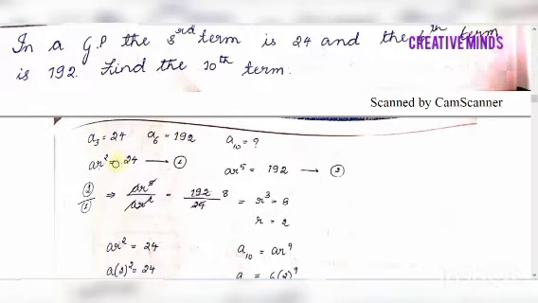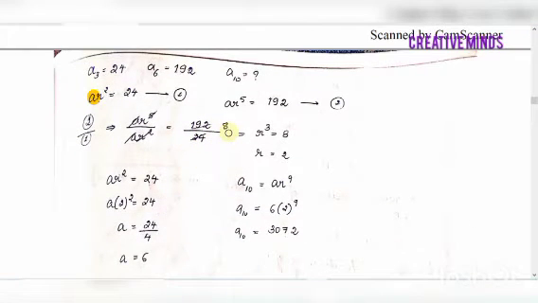We know that a3 is equal to a r squared, according to the general form of GP. a r squared is equal to 24. Take it as equation number 1. And a6 is equal to a r to the power of 5, so that is equal to 192. Equation number 2. Divide equation 2 by equation number 1, then we get a r to the power of 5 divided by a r to the power of 2, that is equal to 192 divided by 24, that is equal to 8.